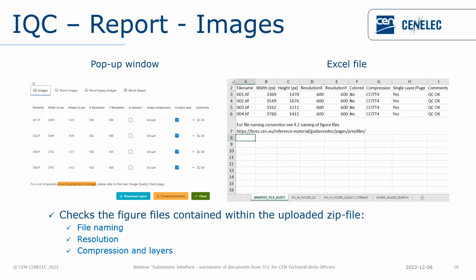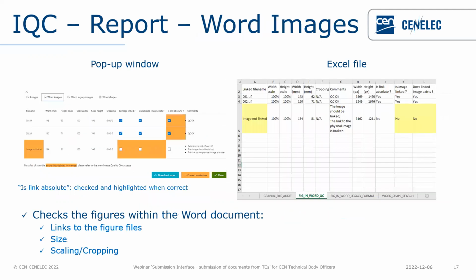and you will have a pop-up window displayed on the left side, which can also be downloaded as an Excel file displayed on the right side. The first step of this check will actually check the figure files contained in the zip file. It will check for the file naming, the resolution, the compression. The second tab will check the actual figures within the Word document. So it will check how the figures are linked, the sizing, the scaling.